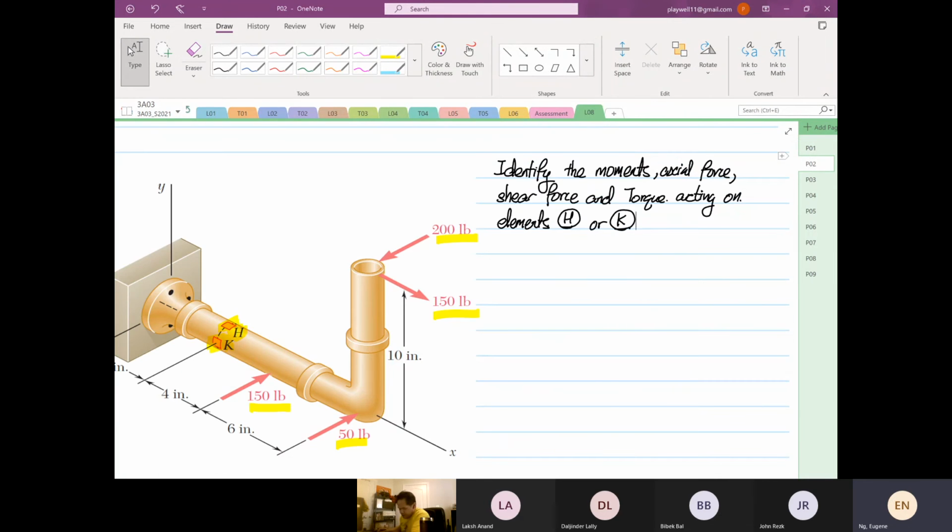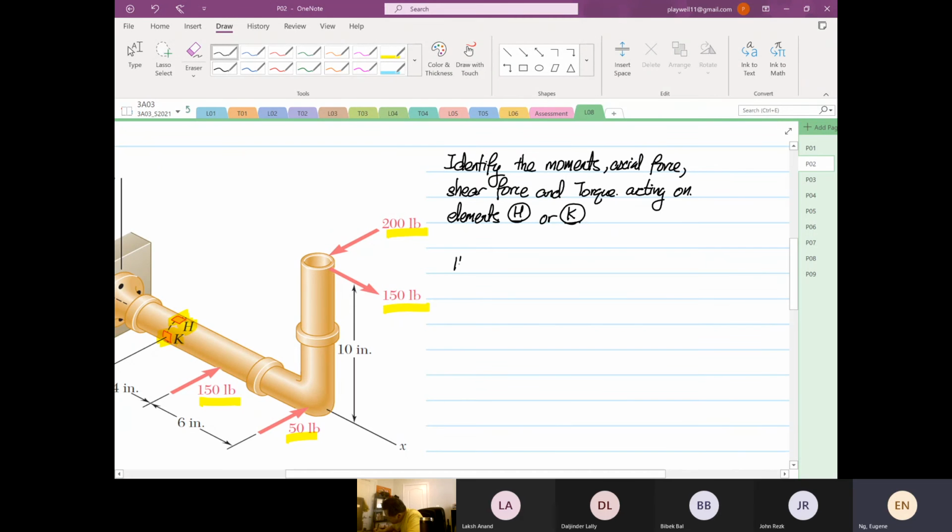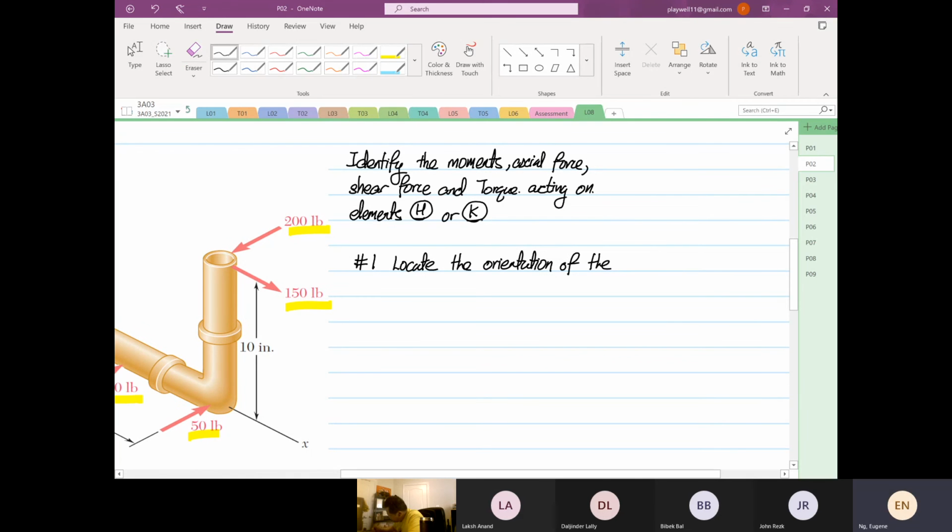Okay, so number one, we are going to locate the orientation of the transformation and position of the elements. Okay, that's the first thing.